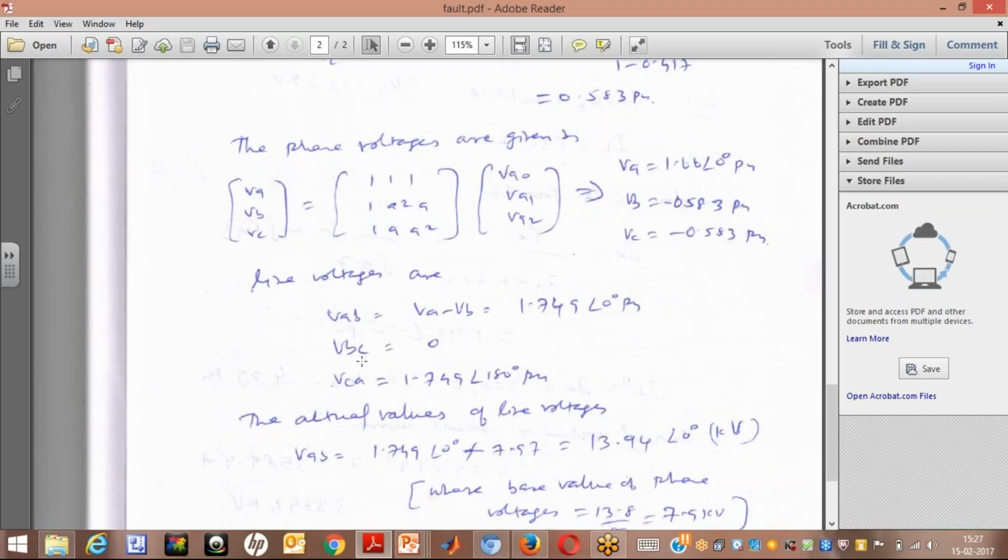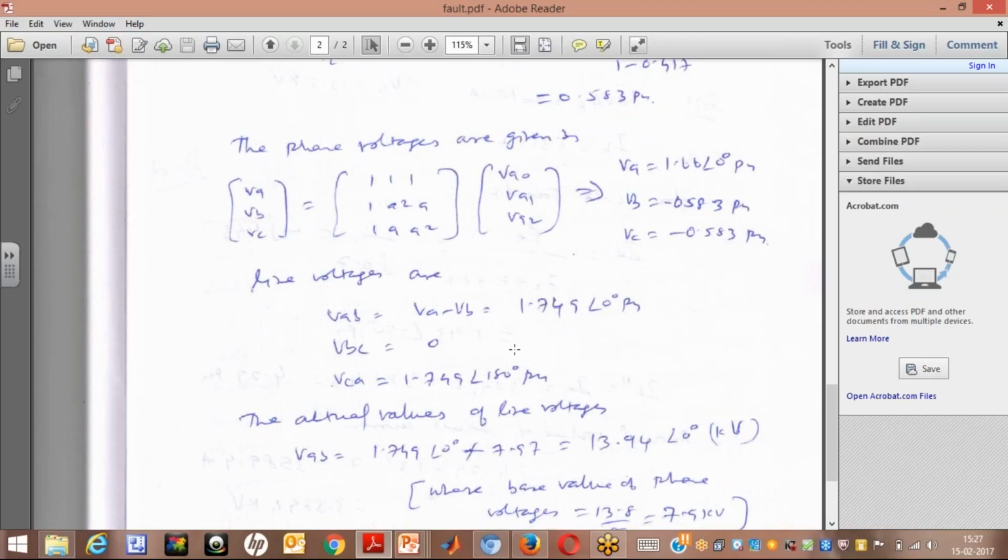And you can see that VBC is 0. Without doing all those calculations, by seeing the problem itself, we can declare VBC will be equal to 0. Why? Because line to line fault occurs in between B and C. It is dead short circuited. So the line to line voltage between that will be 0 at that point.